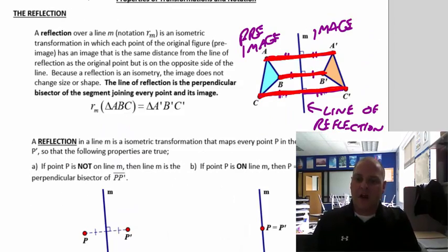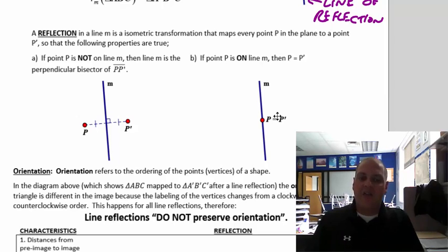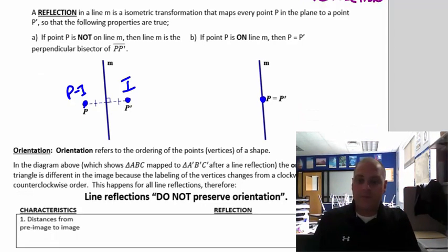Something else about reflections is you can have points on the line. See how this point P is on the line of reflection? Well, then that's also P prime. You don't move the point. If the point is on the line of reflection, it doesn't move. But if it's off the line, obviously it does move, and we just talked about how that happens. So here's the pre-image, and here's the image. It doesn't move. It stays exactly there.